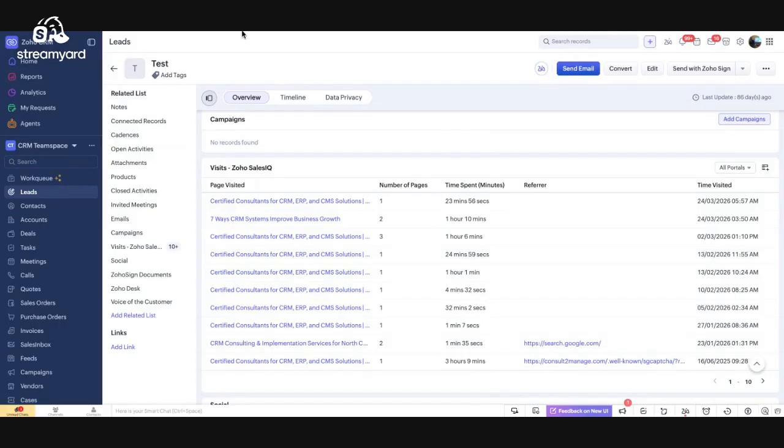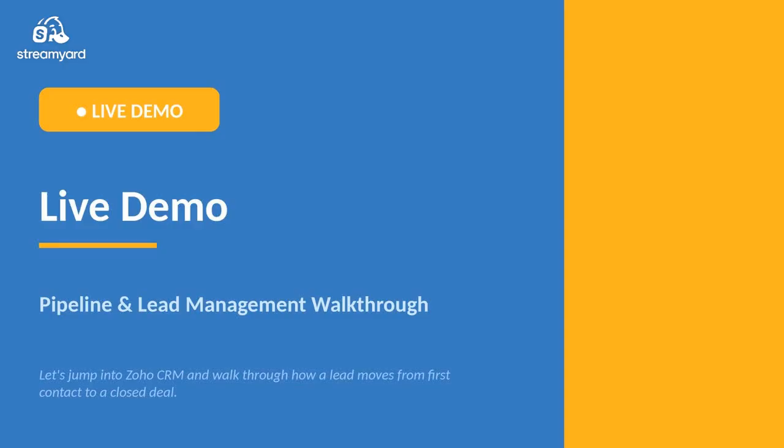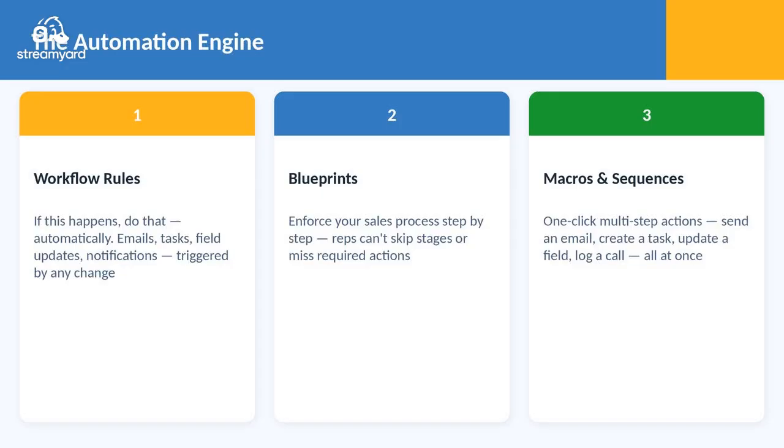So this was it in terms of what the system offers on the CRM side. This was specifically part one of Zoho CRM, discussing the pipelines and lead management, and walking you through the process. The next part two will be around the automation engine. So stay tuned and do watch our part two on the automation engine of Zoho CRM.